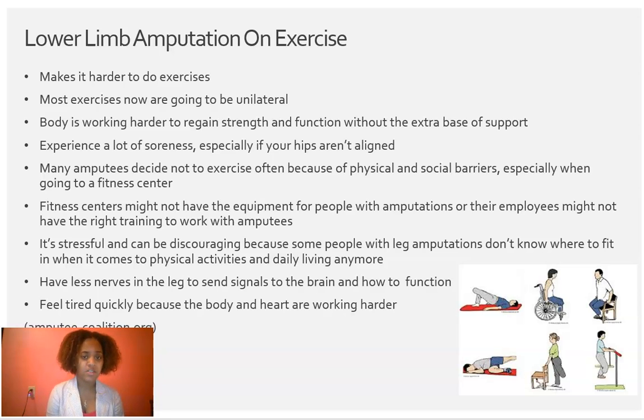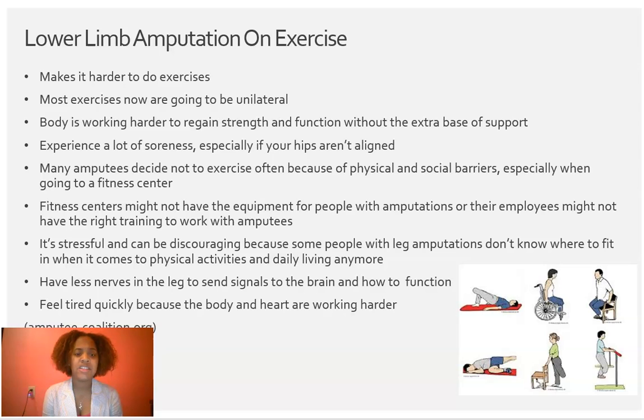Lower limb amputation on exercise, continued. It makes it harder to do exercises. Most exercises now are going to be unilateral. The body is working harder to regain strength and function without the extra base of support. You may experience a lot of soreness, especially if your hips aren't aligned anymore.